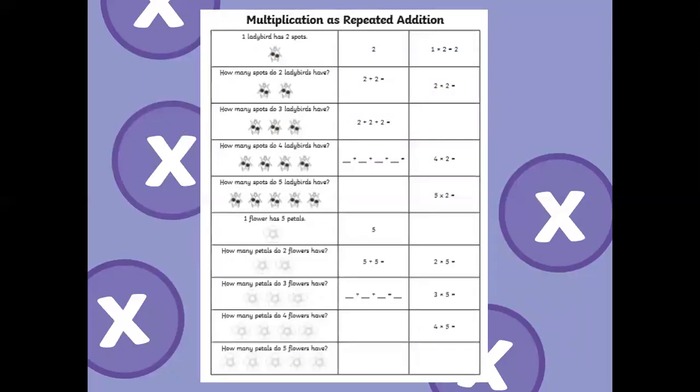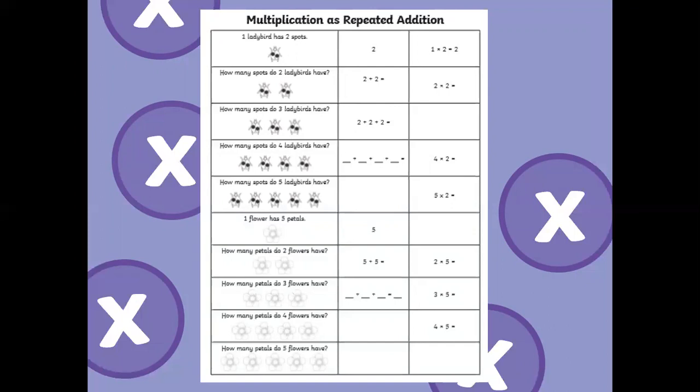Okay, for your home learning this week, you should have a sheet like this. If you don't have printing facilities at home, you can just copy them out into your book. That's absolutely fine. But here we've got a bit of an explanation to start with. So in the first box, one ladybird has 2 spots. So we can see that. Don't need to add anything together, it's just 2. And then we've got 1 lot of 2. So that's when we're then thinking about changing that over to multiplication.